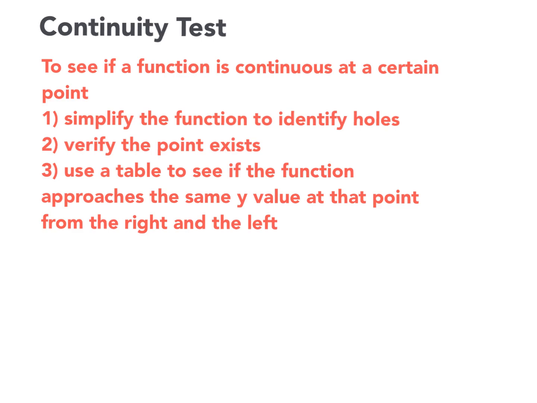All right, the continuity test. To see if a function is continuous at a certain point, we got to do a few things. First, simplify the function to identify holes. If something in the numerator cancels something in the denominator, we have a hole. Then we'll verify that the point exists that they want us to check. Then we'll use a table, typically in our calculator, to see if the function approaches the same y value at that point from left and right.